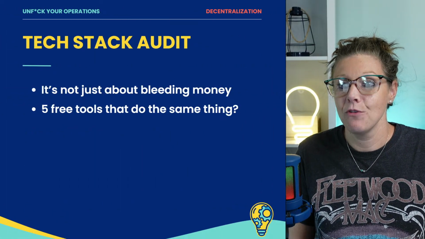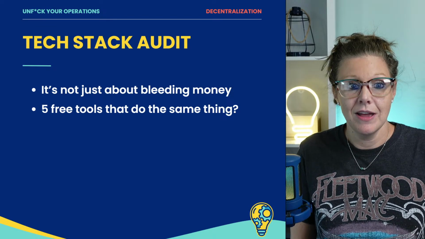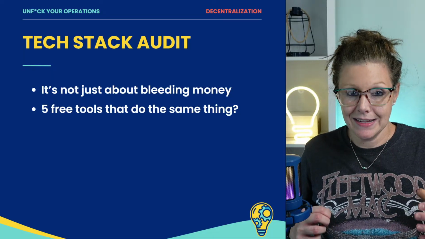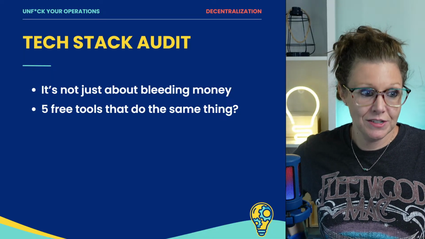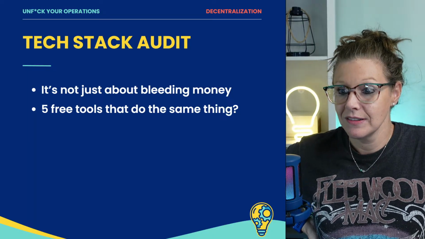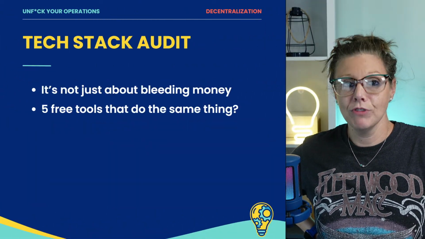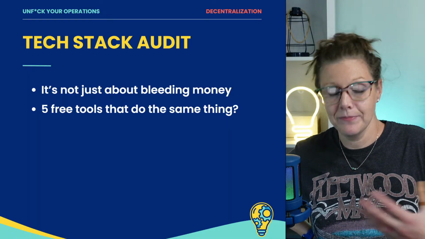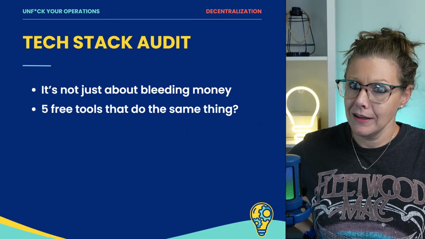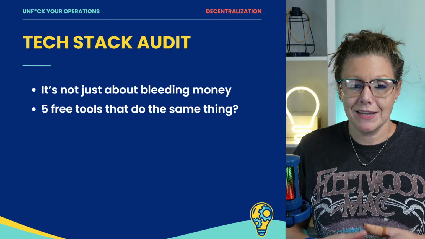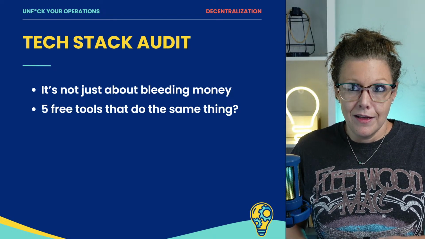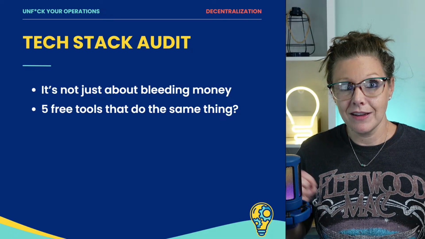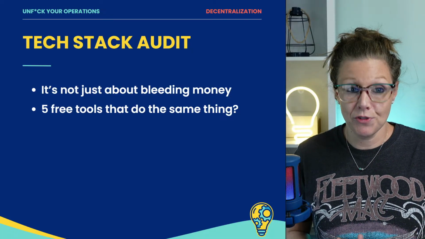All right, so for your tech stack, it's not just about bleeding money. It's about time spent, frustration, and things being missed or dropped or lost. So do you have 5 tools that do the same thing? Can you reduce them? If you have tools that do similar things, could you combine them? Things like that. And I know I preach ClickUp a lot, but ClickUp is great at task and project management. There are a lot of companies that try to make ClickUp do things that it's not meant to do in the name of consolidating. That I don't recommend. Use the right tool for the right job.